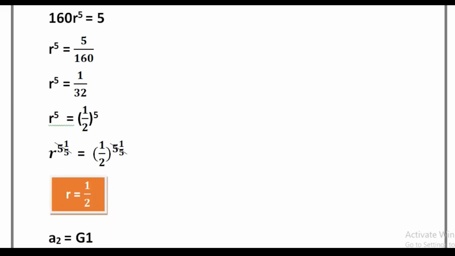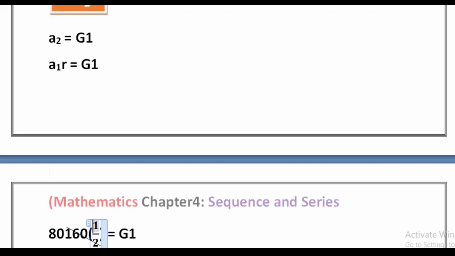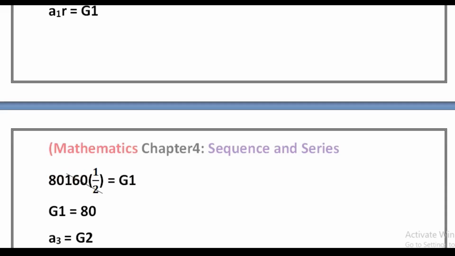A2 is equal to G1. So A2 can also be written in geometric sequence, that is A1 r is equal to G1. So value of A1 is 160 and value of r is 1 over 2 is equal to G1. 2 times 80 is 160, equal to G1. So G1 is equal to 80.